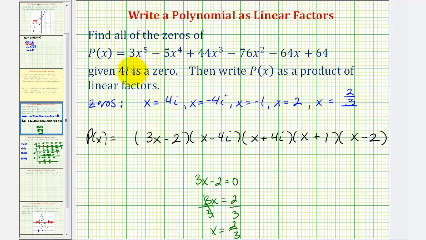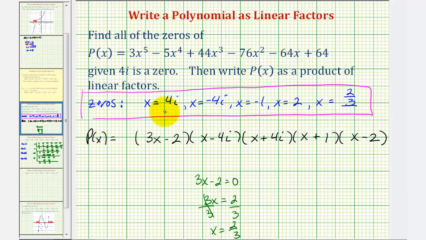So by using the given complex 0 and its conjugate and analyzing the graph of the polynomial function, we were able to find most of these zeros, and then we found the last 0 by performing division using the known factors from the known zeros. So we found all 5 complex zeros of the given polynomial function, and we also found the 5 linear factors of the given polynomial function.